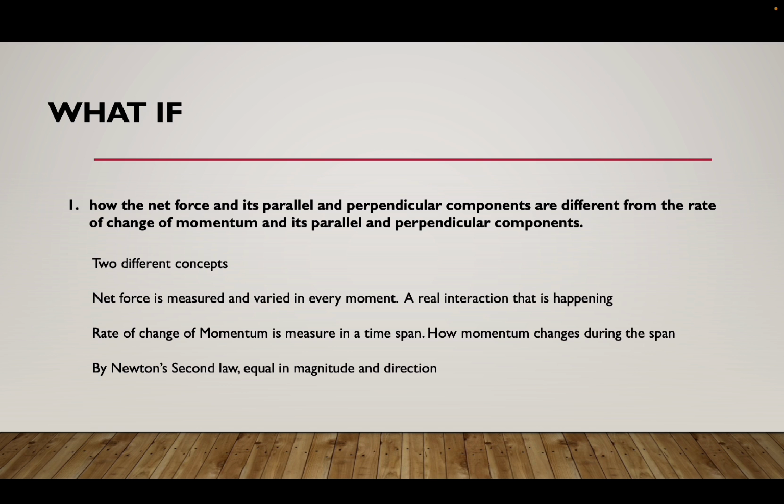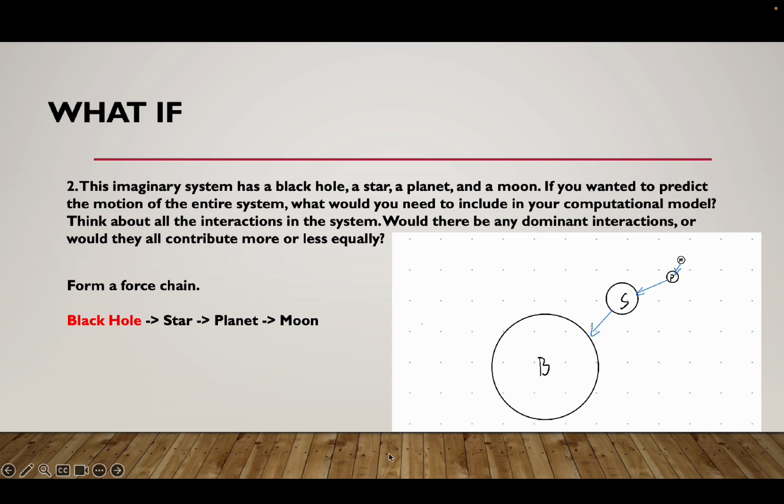So, discussion here. I would say there are two different concepts. Net force is measured and varies at every moment, which stands for a real interaction that is happening. But rate of change of momentum is measured over a time span, so it measures how momentum changes during the span. The relationship between them is Newton's second law. They're equal in magnitude and direction, but they are two different concepts.